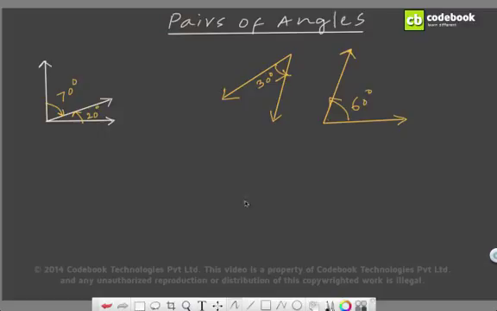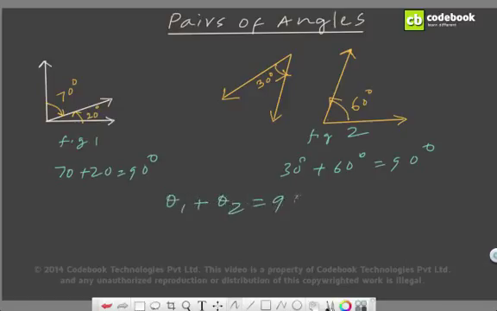Next we will talk about pairs of angles. Consider in figure 1 the two angles. One of them is 70 degrees and the other is 20 degrees. So the sum of these two angles is equal to 90 degrees. Similarly, in figure 2, you observe there are two different angles, and the sum of those two angles is also equal to 90 degrees. So when you have two angles whose sum is equal to 90 degrees, theta 1 plus theta 2 equal to 90 degrees, we call theta 1 and theta 2 complementary angles.